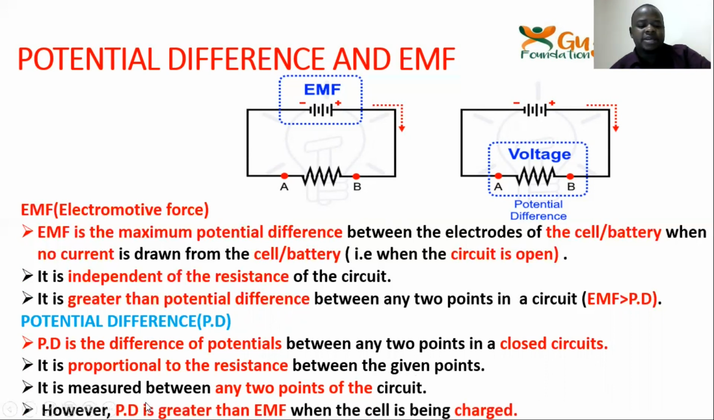However, the PD, the potential difference, is greater than the EMF when the cell is being charged. When you're charging your cell phone, or whatever you're charging, just know that the potential difference is greater. That's the only case when the potential difference is greater than the EMF.